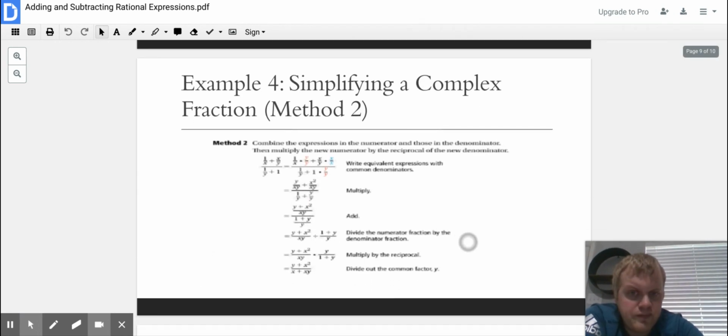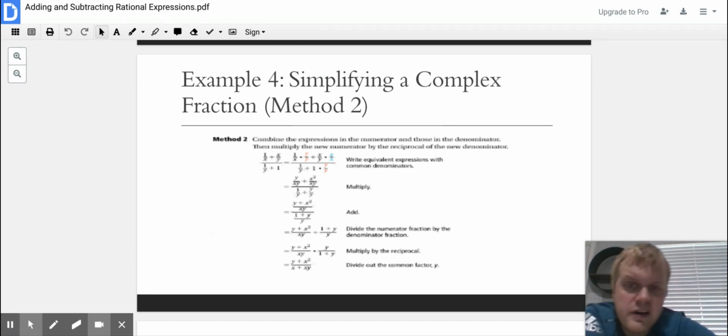The second way, again, same problem that we're looking at here. Combine the expressions in the numerator and those in the denominator, then multiply the new numerator by the reciprocal of the denominator. So all they're saying to do here is multiply by the reciprocal of the denominator. So if we look at that here, the reciprocal of our denominator is 1 over Y, which would be the same thing as saying multiplying everything by Y over Y.